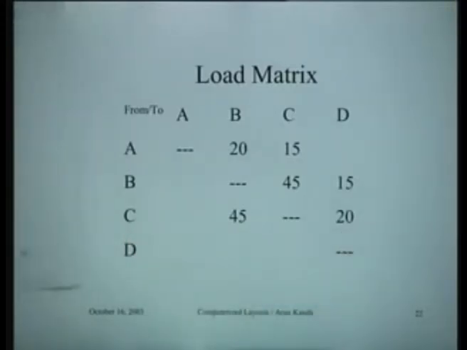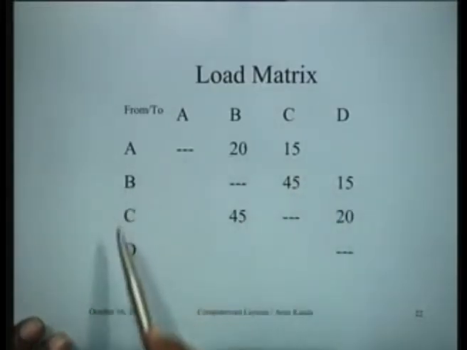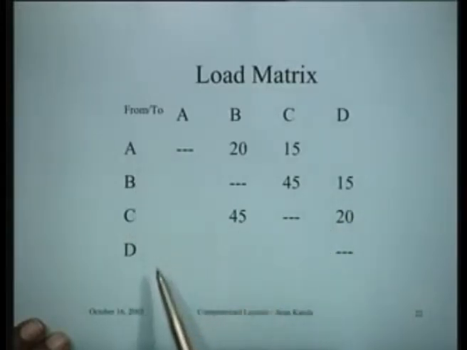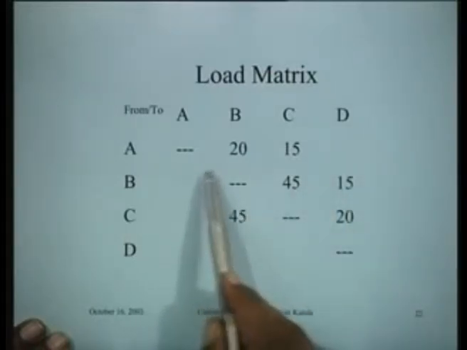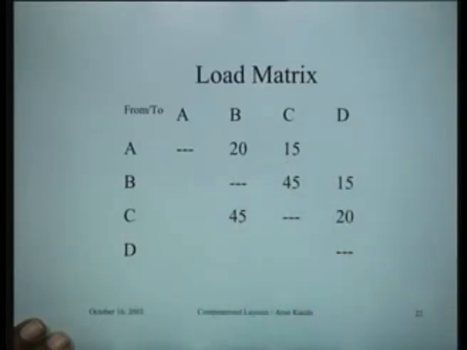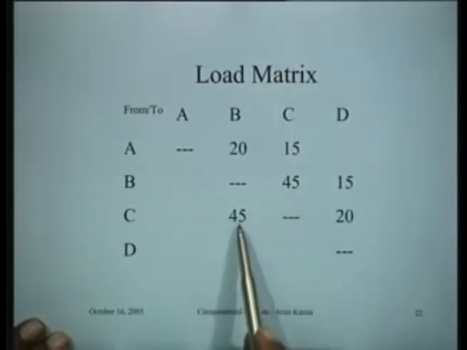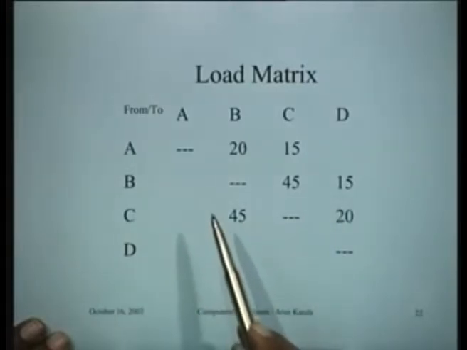So the idea is how to construct a load matrix. A load matrix is actually summarizing the total movement that takes place between all pairs of departments, and you know the number of trolley loads moving. For instance, you find that the maximum movement takes place between B to C and C to B. Does this give you a hint? The hint is obvious, that these two departments should be close to each other if you want to minimize the material handling effort. That's what it is, right?